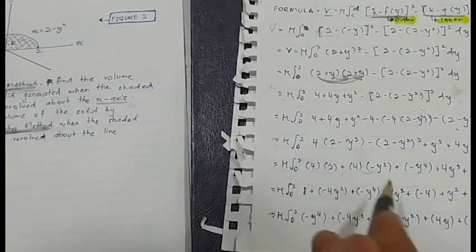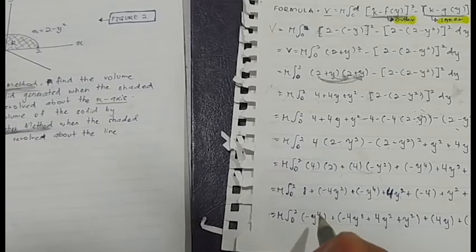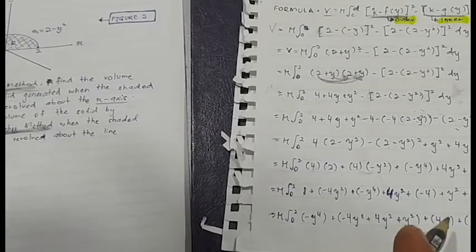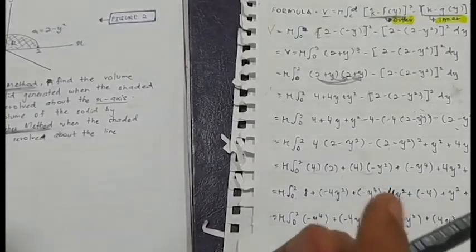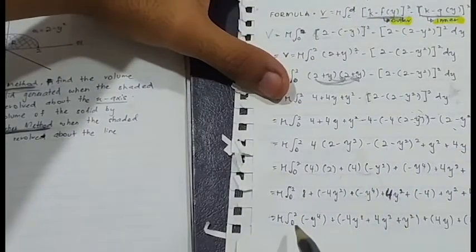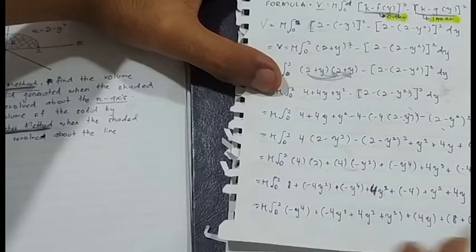So after I rearranged it, I've got pi, integrate from 0 to 2, negative y to the power of 4, plus negative 4y squared plus 4y squared plus y squared plus 4y plus 8, plus in the bracket negative 4 in the close bracket. So starting from here, we can start to evaluate these equations.